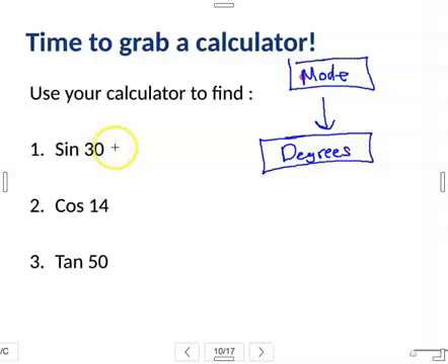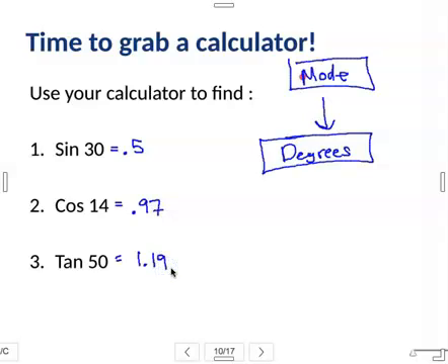And what do you get? You should get 0.5. Again, if you're not getting 0.5, that probably means you're not in the correct mode. Now go ahead and press cosine, which we represent with COS, and go to 2 decimal places and let me know what you get. You should get 0.97. And then we'll do tangent 50. And you should get 1.19 if we round to 2 decimal places.